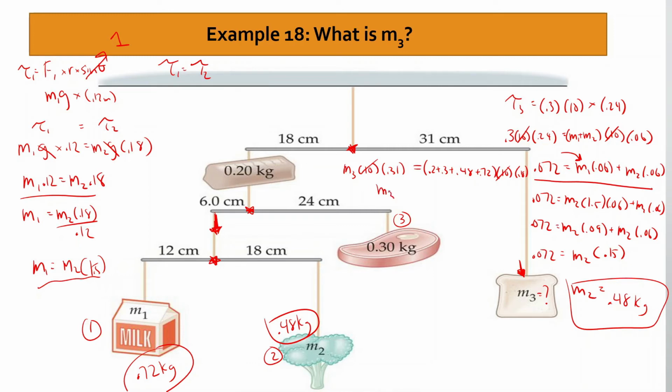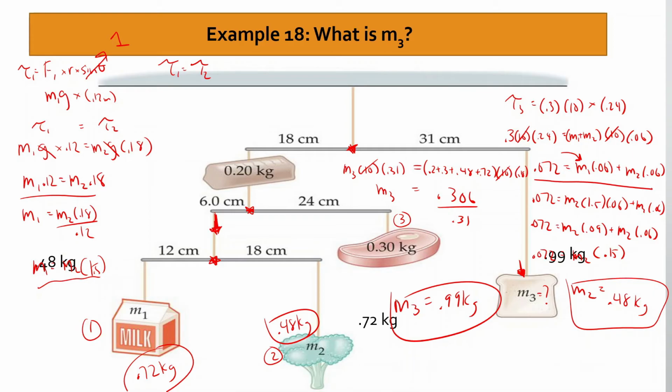So let's do M3, and then let's put that 0.31 on the other side. But let me simplify this a little bit. 0.2 plus 0.3 plus 0.48 plus 0.72 times 0.18 is equal to 0.306. And then now let's divide this by 0.31. And we get this bread is equal to 0.99 kilograms. Heavy bread. A lot of bread.